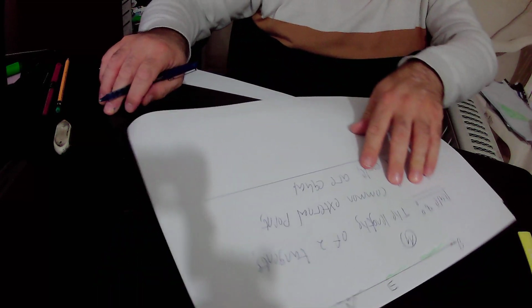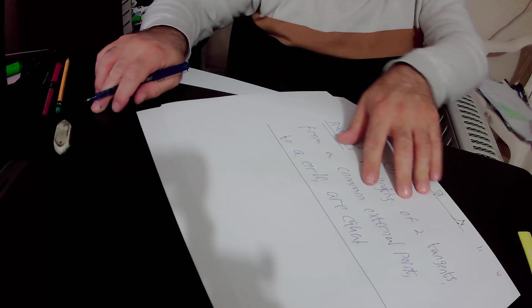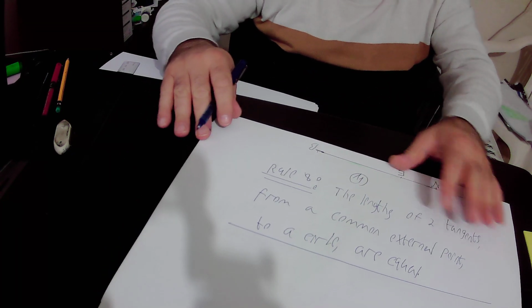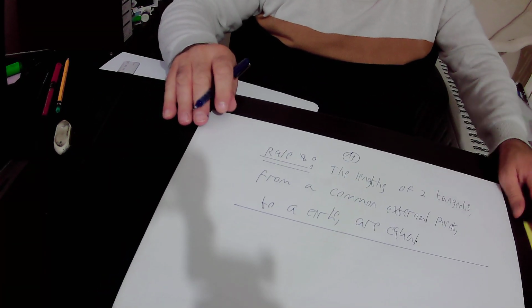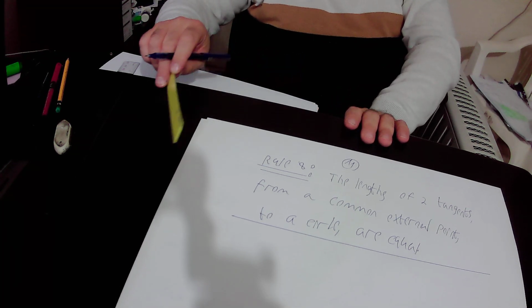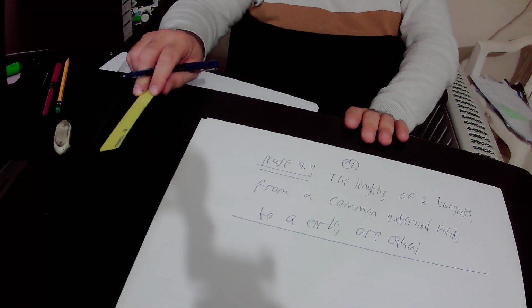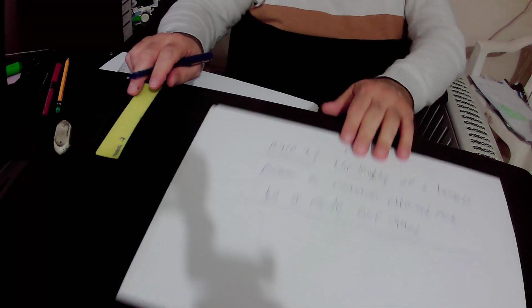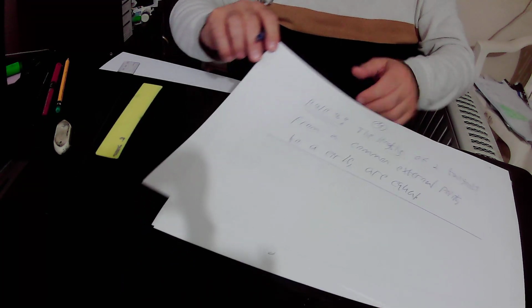So I'll read rule number 8 again. Rule number 8 states that the lengths of two tangents from a common external point to a circle are equal. So what is the meaning of rule number 8?